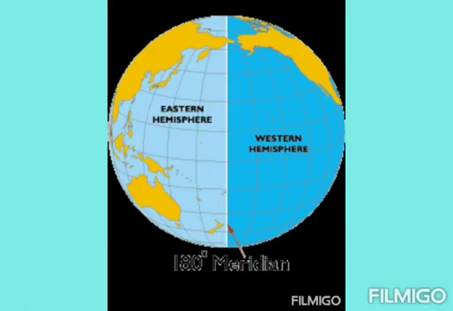Next we see the eastern hemisphere and western hemisphere. Eastern hemisphere: the part of the earth between the 0 degree line of longitude and the 180 degree east line of longitude is known as the eastern hemisphere. Next we see the western hemisphere: the part of the earth from 0 degree line of longitude to 180 degree west line of longitude is called the western hemisphere.